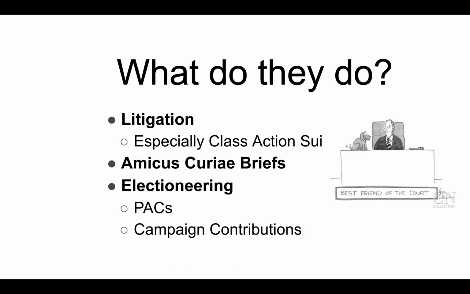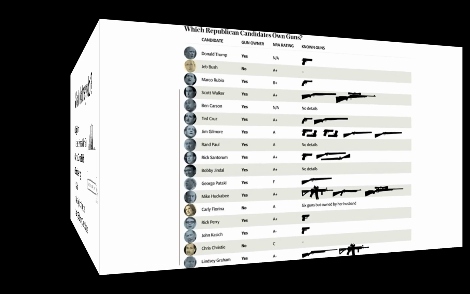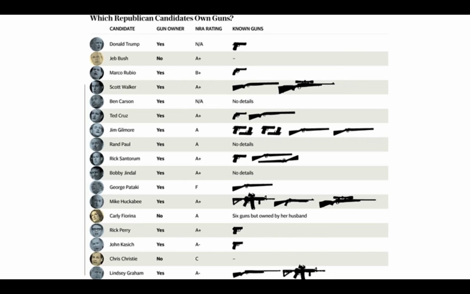And lastly, you have electioneering, which of course is those campaign contributions. They can support candidates, they can rate candidates. I always think of the National Rifle Association that grades candidates. They give each one an NRA rating of A through F, and can even showcase how many guns they have if they're willing to reveal those details.